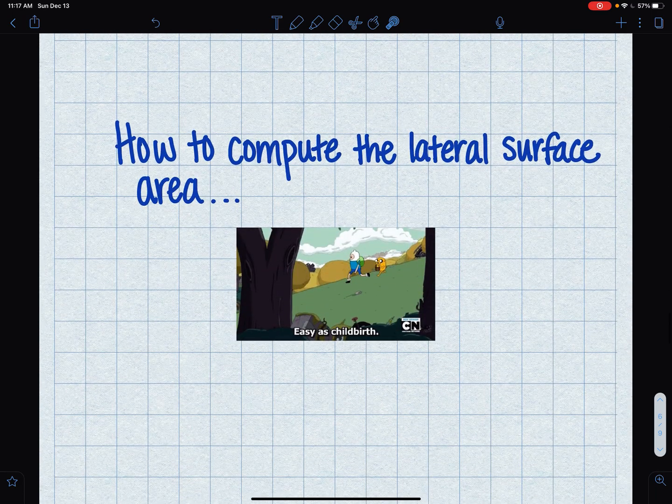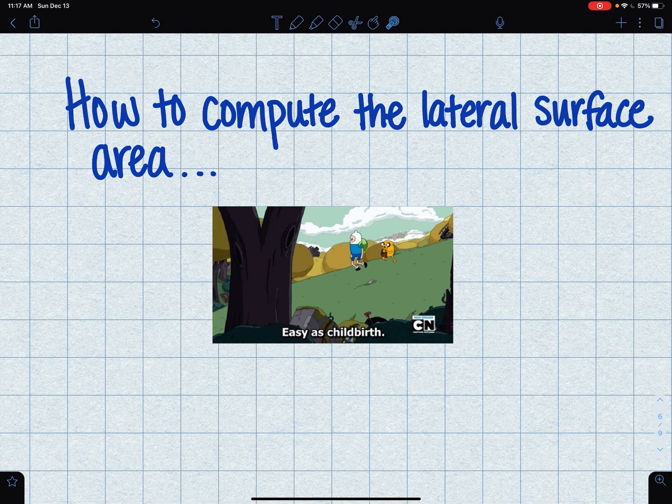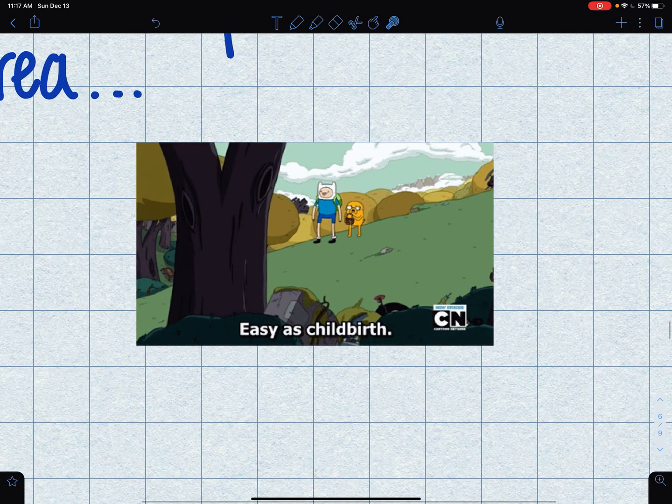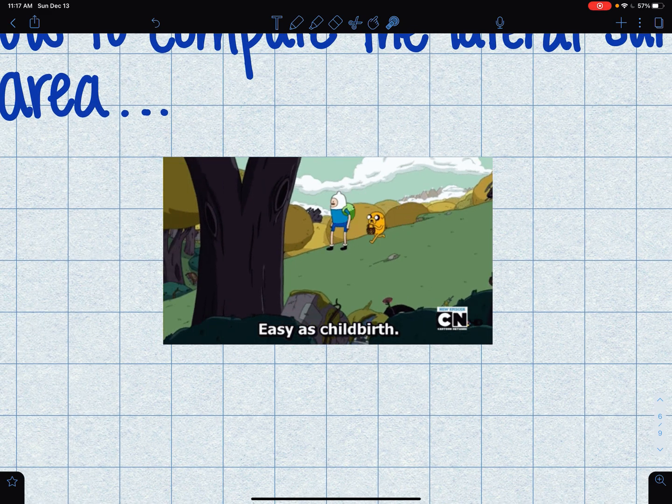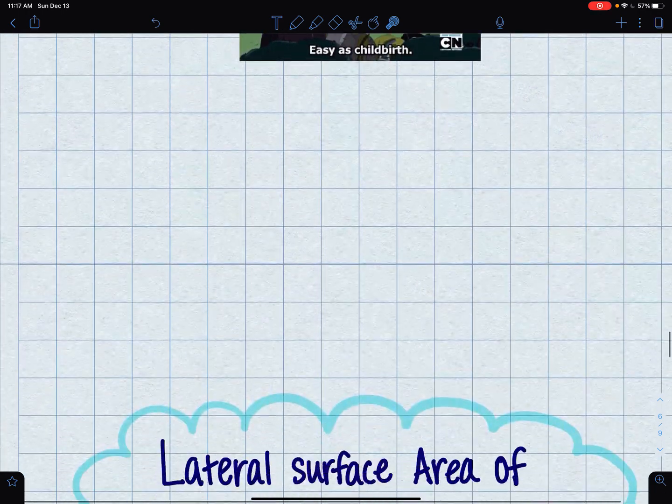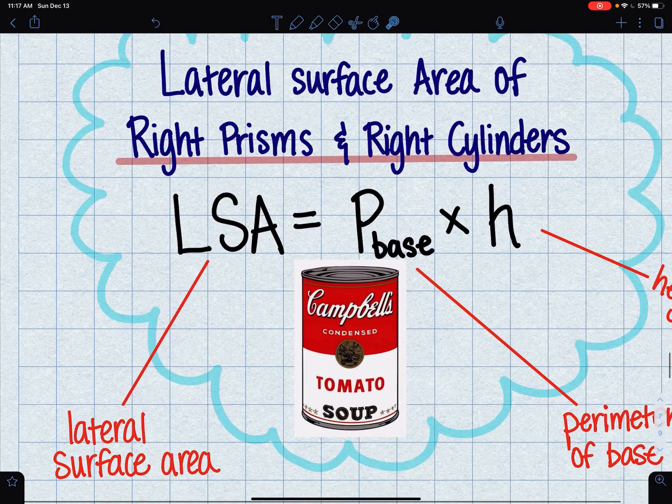Easy peasy. How do we compute the lateral surface area? Hey, it's as easy as childbirth. It's a little more complicated than volume, but you're going to get it right away. It's going to be great. So, lateral surface area of right prisms and right cylinders.